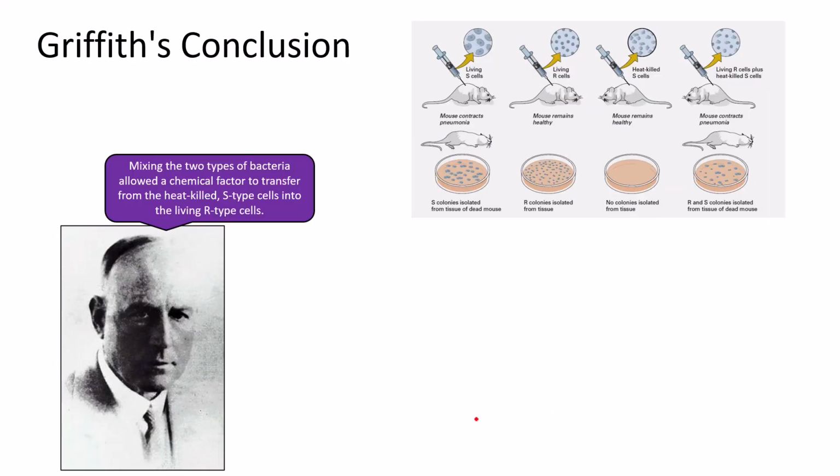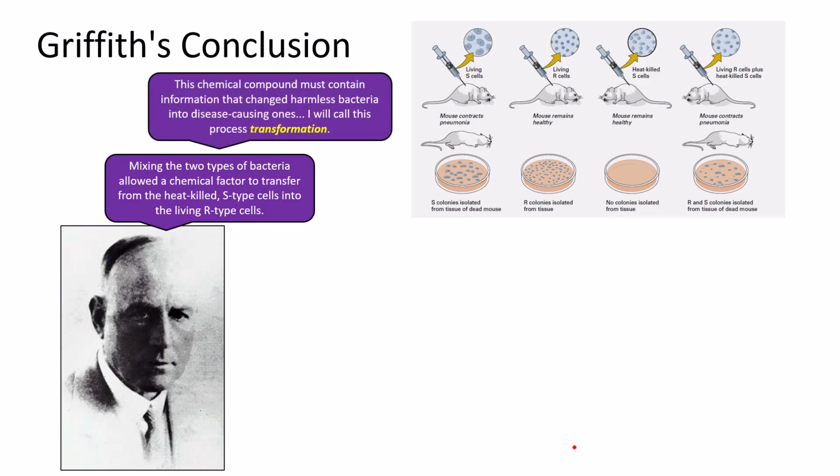Mixing the two types of bacteria allowed a chemical factor to transform the heat-killed S-type cells into the living R cells. So he is concluding that there has to be a changing from the living R to the heat-killed S. He coined the term transformation because he said that there has to be some kind of chemical compound that contains information that tells the bacteria how to do its job, in this case be pathogenic, and it changed the harmless bacteria into disease-causing ones, presumably killing the mice at the conclusion of that swap.